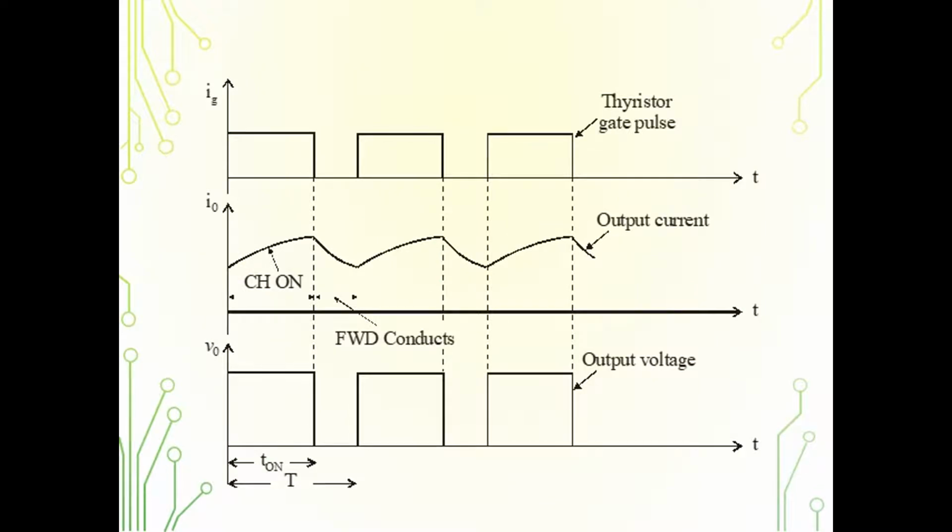This is shown with an inductive RL load. The performance is given. It is a continuous mode of conduction. During the on period of the thyristor, the output voltage is equal to V. During the off period, the output voltage is 0. This is the output current. It is increasing, and then when the freewheeling diode conducts, the current continues. This is the waveform of a Class A chopper, or step down chopper.